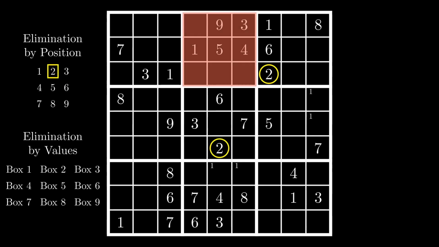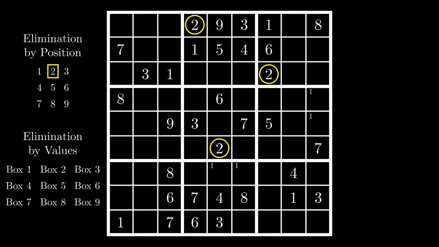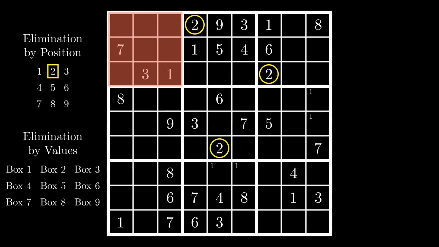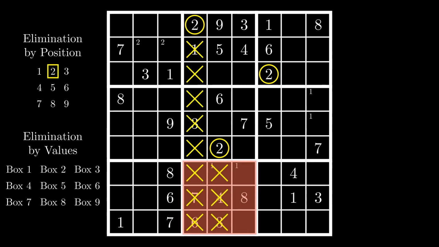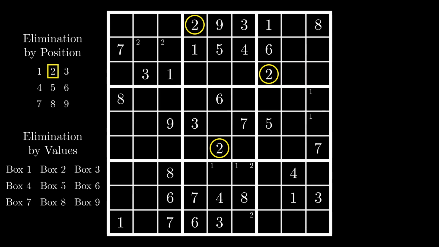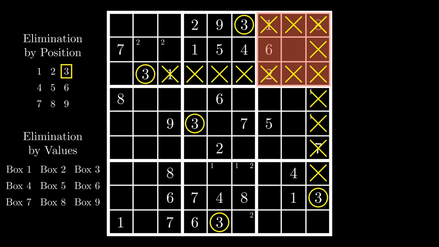Moving on to 2s. The 2 in box 3 gives us a 2 in box 2. And these 2 2s give us corner marks in box 1. We can also get corner marks in box 8. Next are 3s. We already have 5 of these. We can get the 1 in box 3 and box 7 right away.